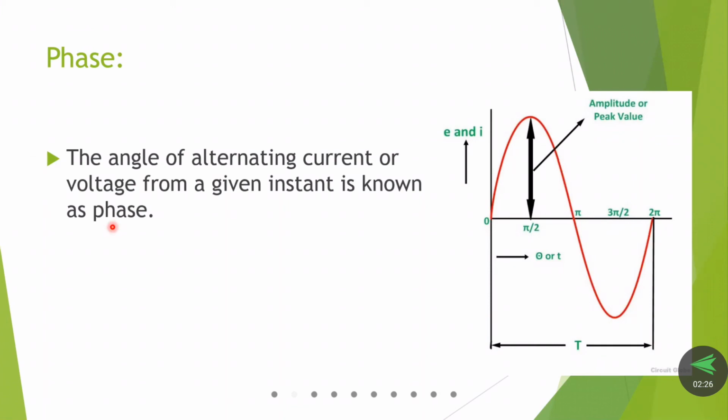Simply remember this: the angle turned by an alternating quantity is known as phase. An angle turned by an alternating quantity is called phase.